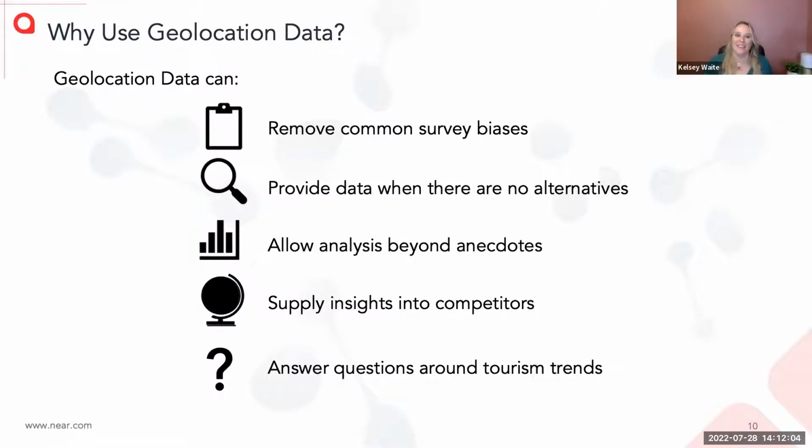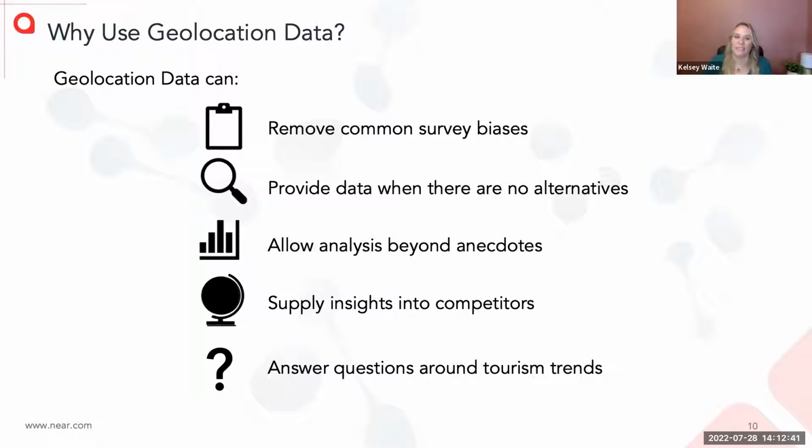The third one would be allowing analysis beyond anecdotes. I know that literally everyone on this call has at one point had a stakeholder say, your conventions and events don't bring any visitors to my business, or people who go to our historical sites will never go to an amusement park. And then of course, the best one is, your marketing isn't benefiting me at all. So with mobile location data, you actually will have the answers and not just opinions to guide your business decisions and your responses to your stakeholders.